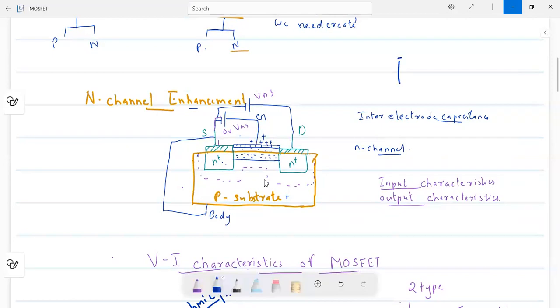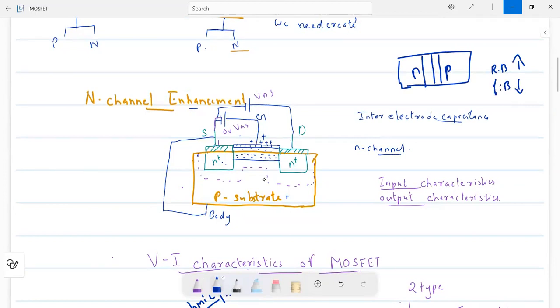Whenever an N and P region come nearby, a depletion layer will be formed. And depending on the bias, the depletion region will increase or decrease. If it is forward bias, the depletion region decreases. If it is reverse bias, the depletion region will increase. So here also one N and P region is there, and in between some depletion region is already formed. This N plus source is connected to negative, so this is forward biased. And at the drain, the positive is connected to N, so this region is reverse biased.